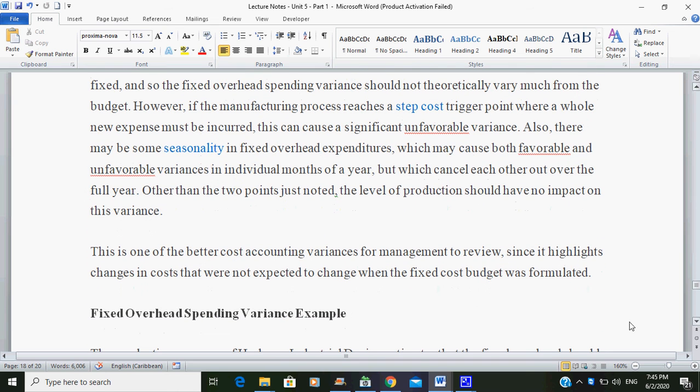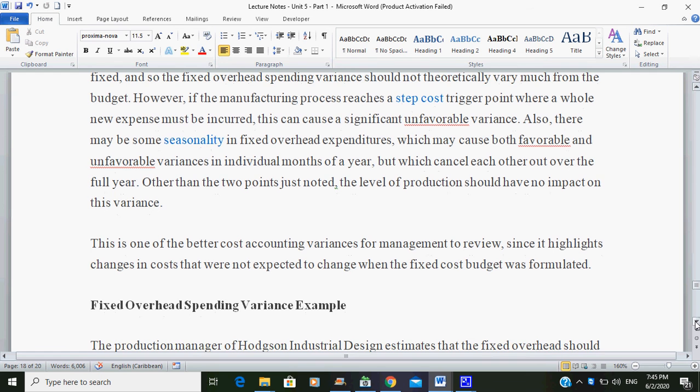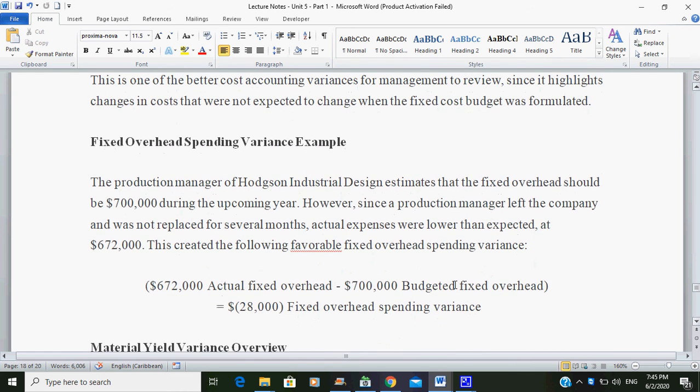Look at material. I was finished with this video now, just bear with me a little bit more. Material yield variance overview now. The material yield variance is the difference between the actual amount of material used and the standard amount expected to be used, multiplied by the standard cost of the materials. The formula is actual unit usage minus standard unit usage times standard cost per unit. An unfavorable variance means that the unit usage was greater than anticipated.